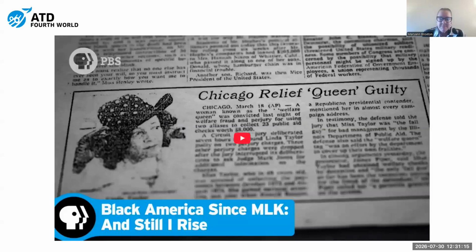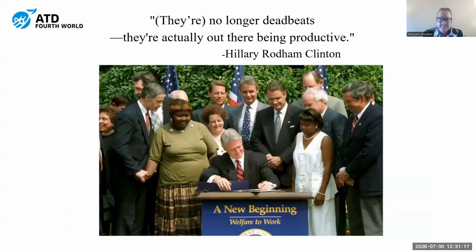Can we go to the next slide, please? I want to come back to this photo once more. Now, it may be cynical of me, but I don't think the fact that President Bill Clinton is flanked by two Black women while signing PRWORA into law is coincidence.